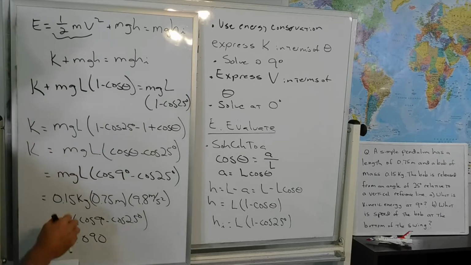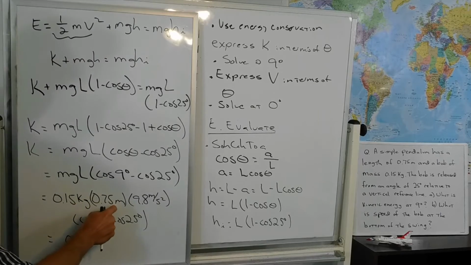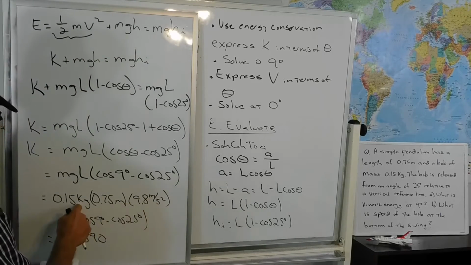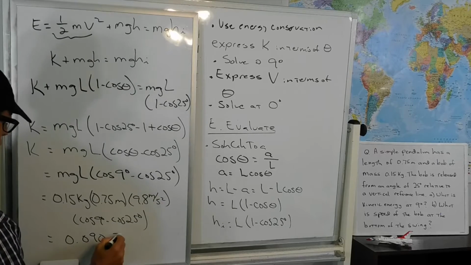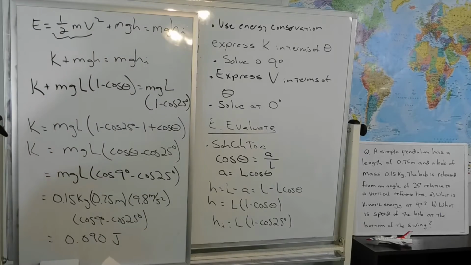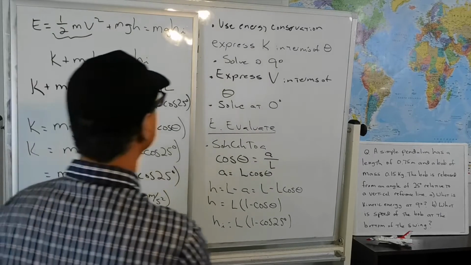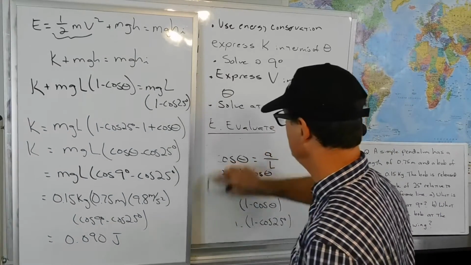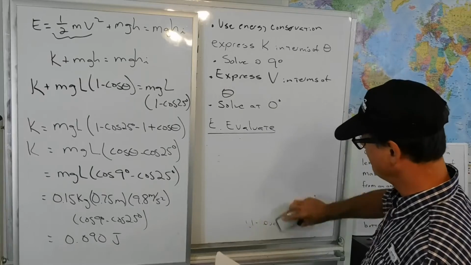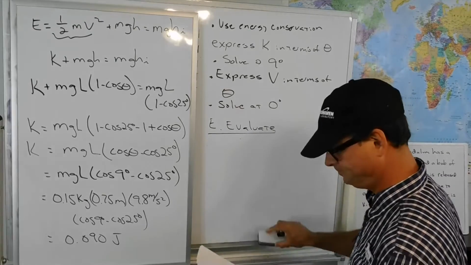Let's think about the units. Kilograms times meters per second squared is kilogram meter squared per second squared, or that's just a joule. So our units make sense and come out to be what we expected them to be. All right, so now let's go ahead and continue our evaluation here. I think we have enough room if we just erase this part.